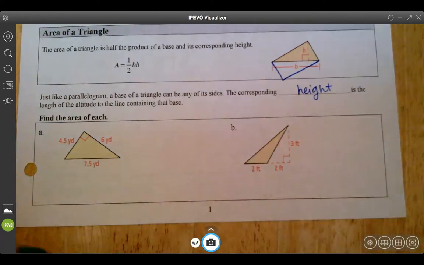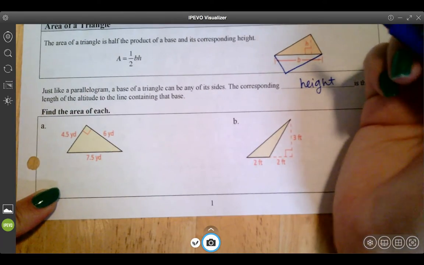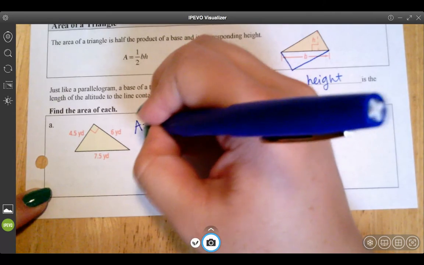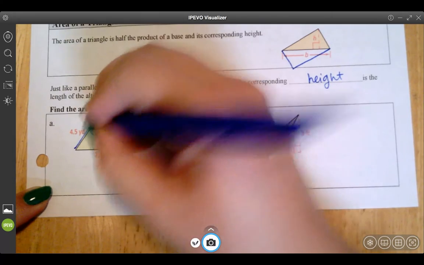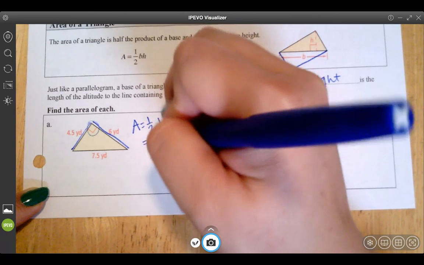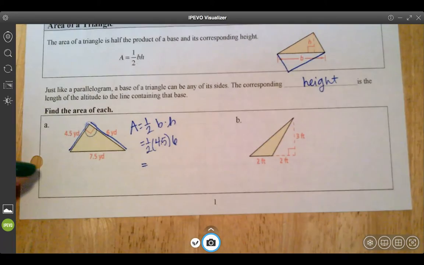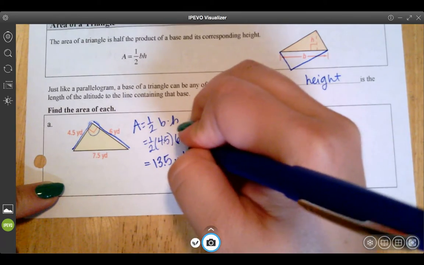Part A, I have the three sides of the triangle. The base and height need to be perpendicular to each other. So I want to see if any of the sides are perpendicular to each other. So here we have area equals 1/2 base times height. These will be my base and height because they are perpendicular to each other. So area equals 1/2 times 4.5 times 6. We can put that straight into the calculator and we get 13.5 square yards.